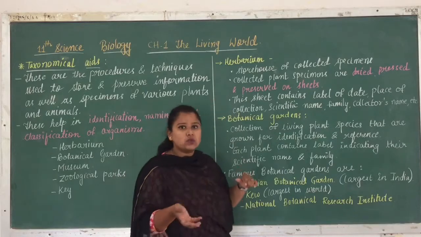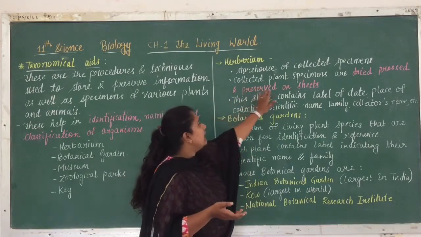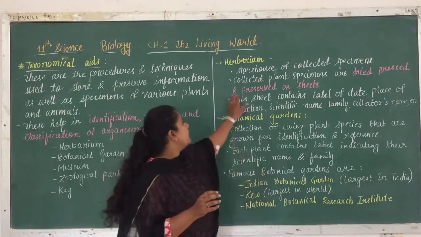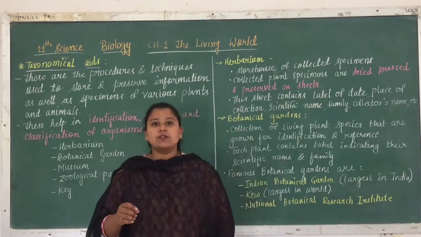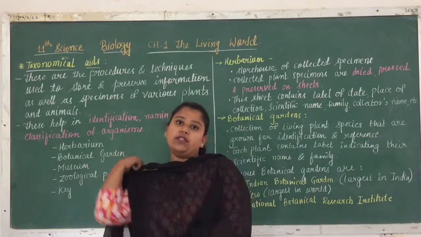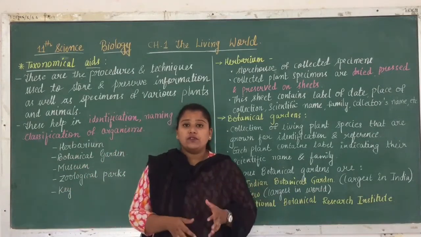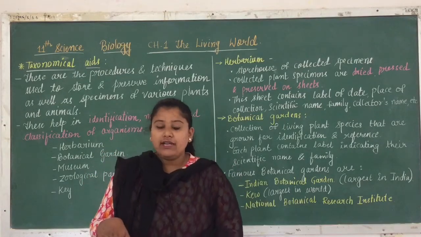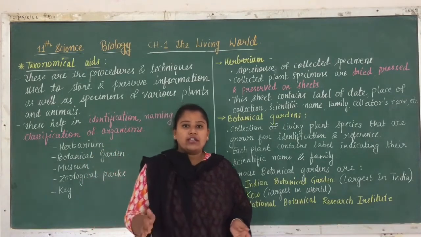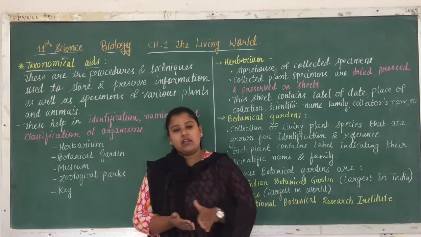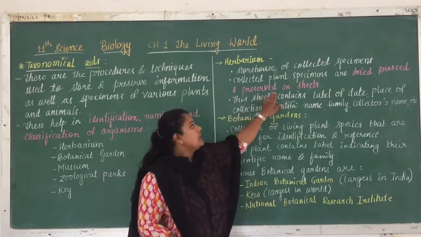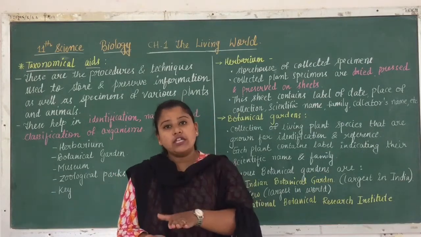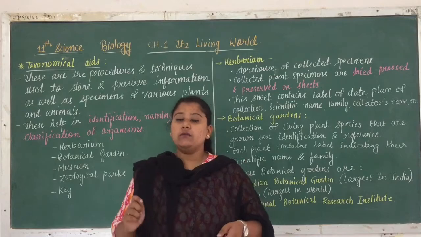And how it is stored, we are going to see: the collected plant specimens are dried, pressed, and the third is that they are preserved on sheets, right? So first of all, when a plant is collected, they go for the drying process, and when the plant is dried, after the drying process is completed, they press them, and after the pressing is over, they preserve those dried specimens on the sheet, and that sheet is known as herbarium sheet.